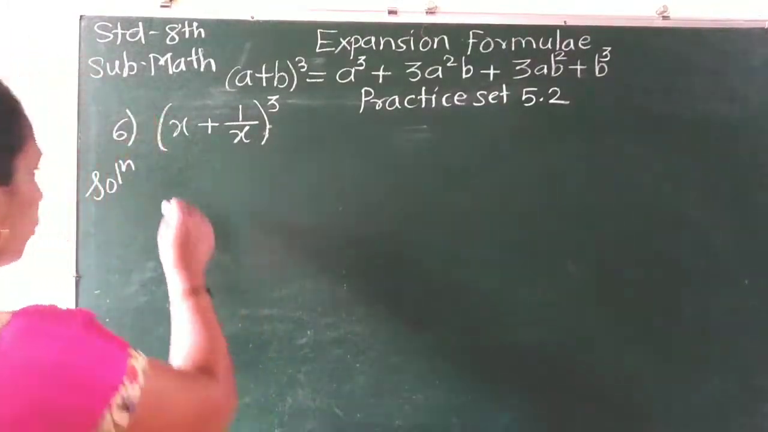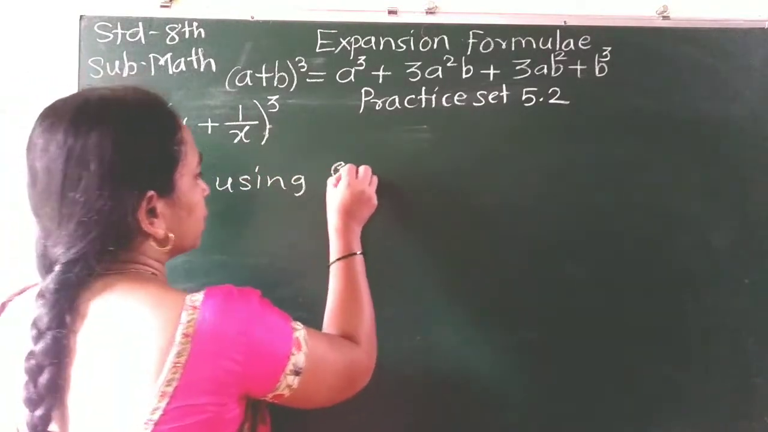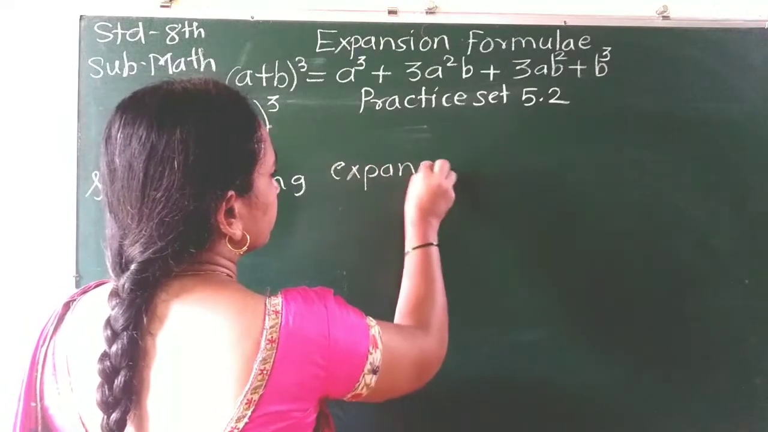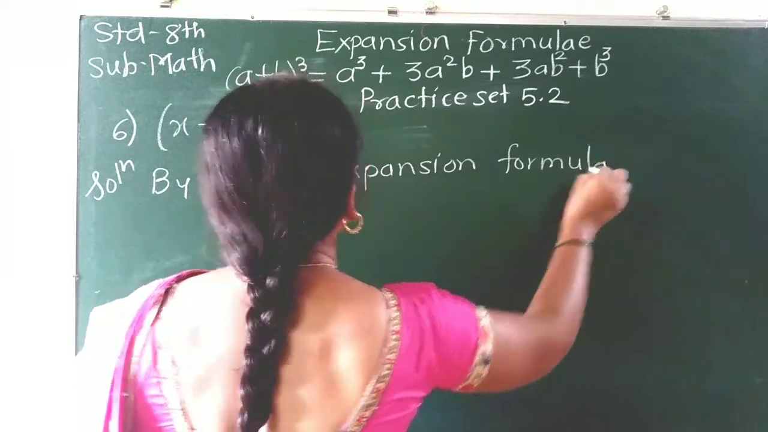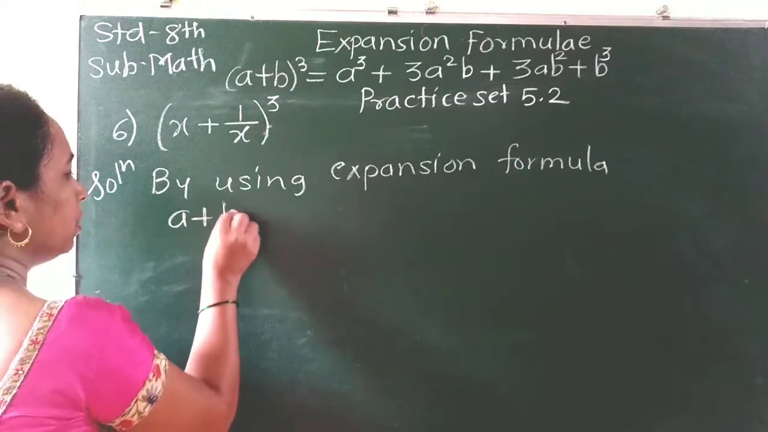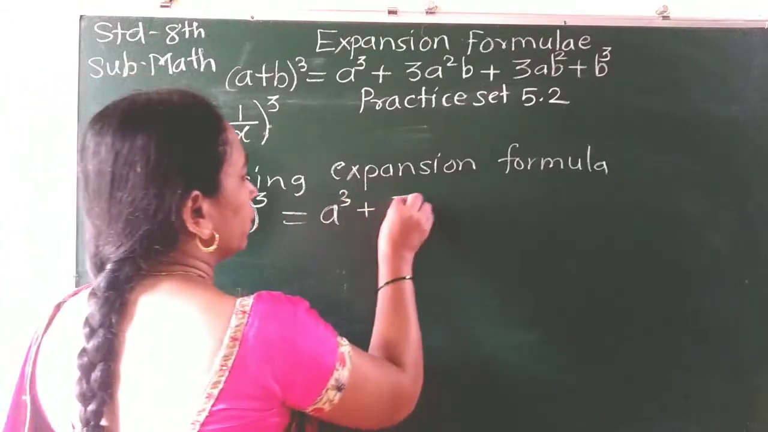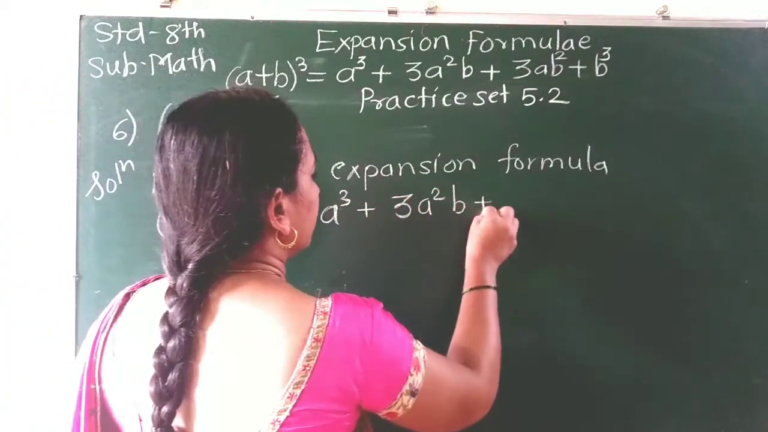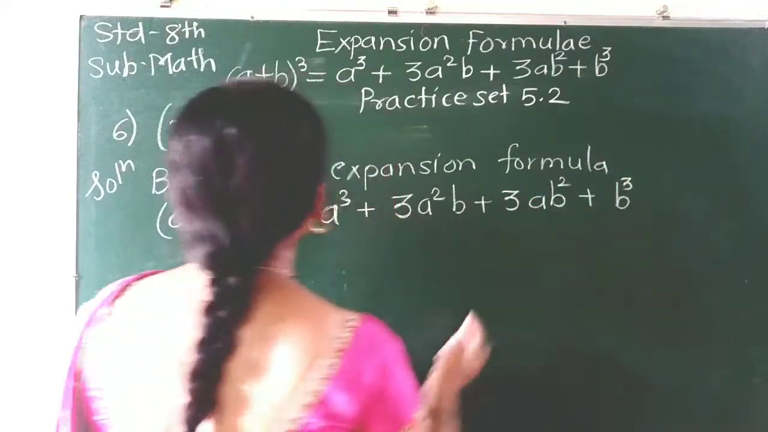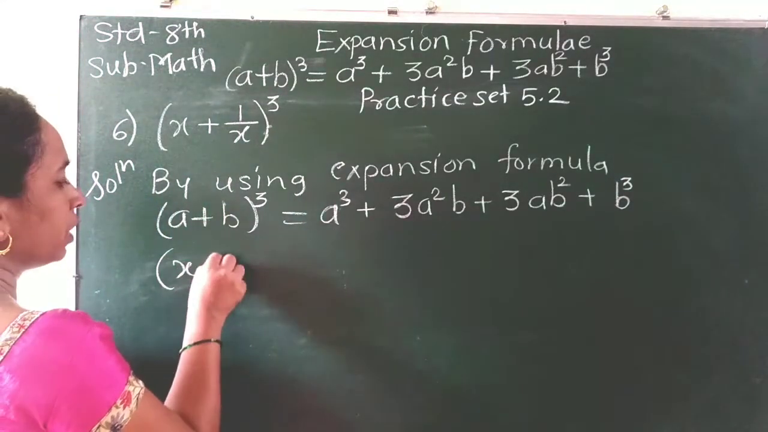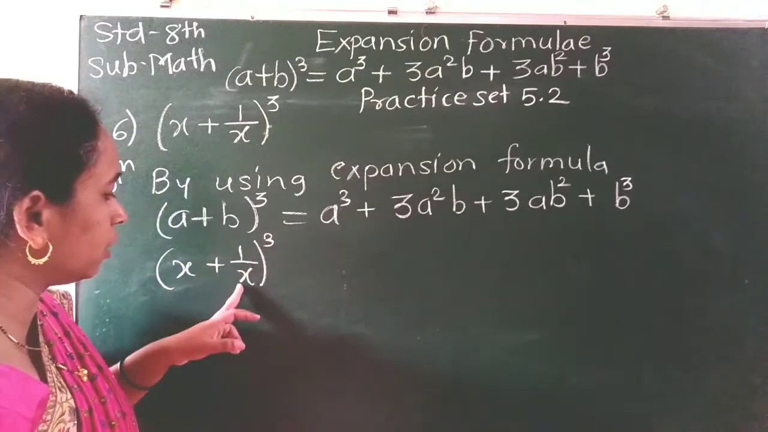So here we'll use the expansion formula. (a + b) bracket cube = a cube + 3a square b + 3ab square + b cube. So x + 1/x. What is a's value? x. What is b's value? 1/x.